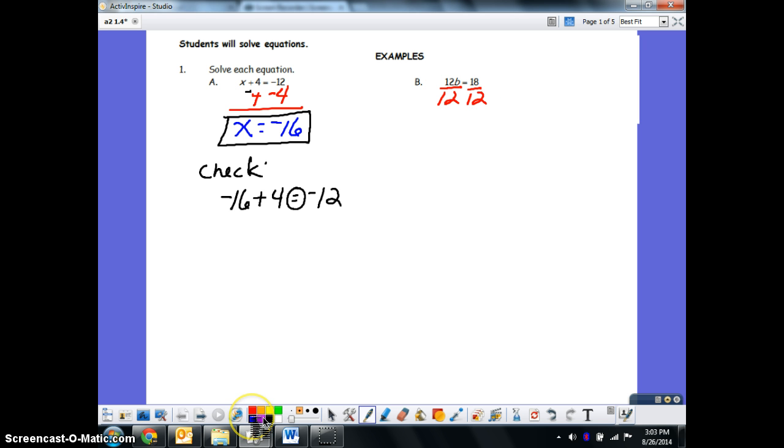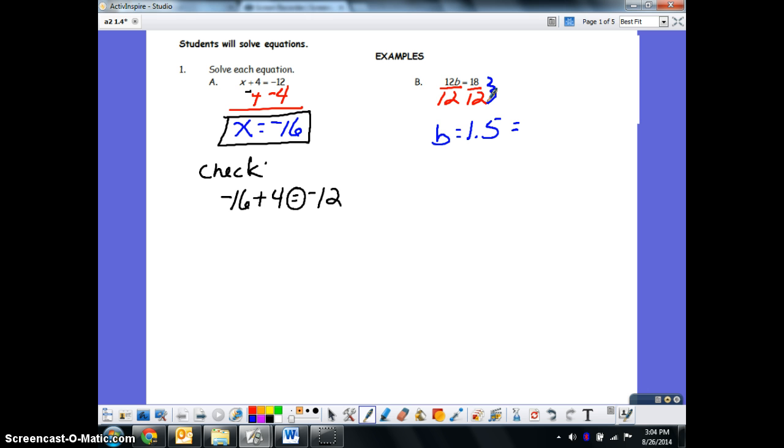Now in our second one, to undo the multiplication, we divide both sides by 12. And when we do that, we get b is equal to, now some of you might stop right now and just plug this into your calculator to get 1.5, which is fine. The danger is being very careful to be very precise with your decimals if you have repeating decimals and so on.